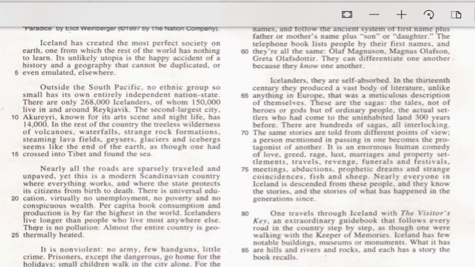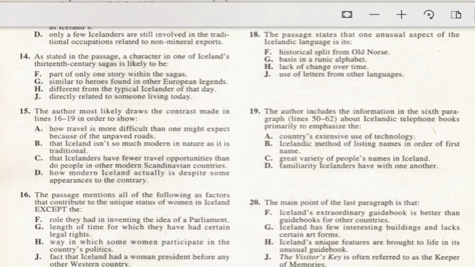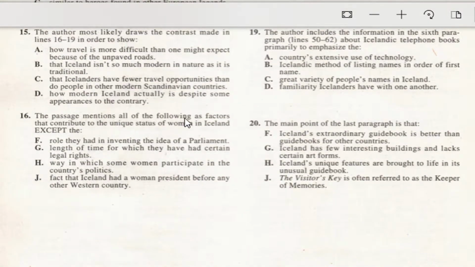It's practice problem number 16, kids. Problem number 16 here, it says, the passage mentions all the following factors that contribute to the unique status of women in Iceland, except. Okay, so first of all, it is a radioactive problem again, and this radioactive problem is going to be one of those questions that we're going to use the answer plug.